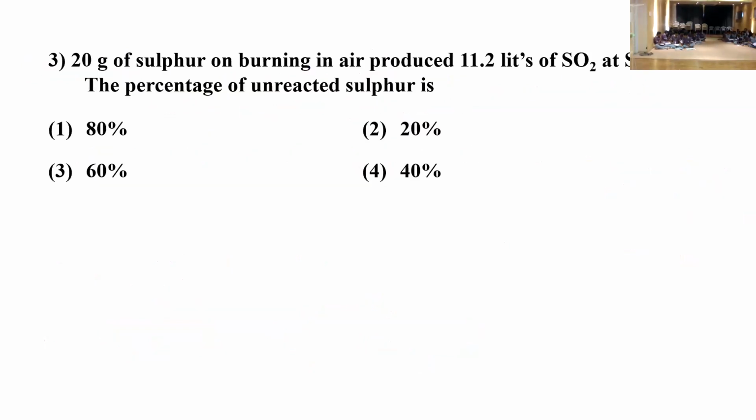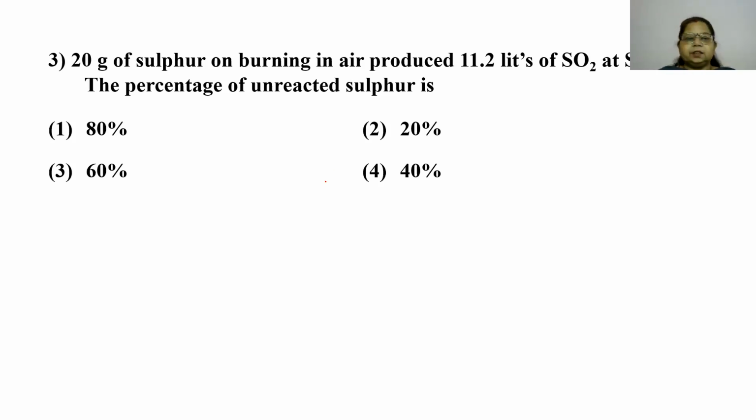Okay, probably this is the last question for the day. 20 grams of sulfur on burning in air produces 11.2 liters of sulfur dioxide, that is SO2 at STP, which means at standard temperature and pressure. The percentage of unreacted sulfur is. You have to find out the percentage of unreacted sulfur.